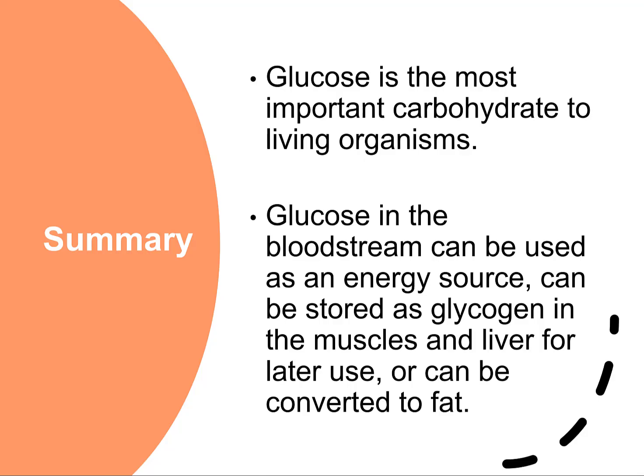So, in summary, glucose is the most important carbohydrate in living organisms. Glucose in the blood can be used as an energy source, which would have to be there. It can be stored as glycogen in muscles and liver for later use. It can be converted to fat.